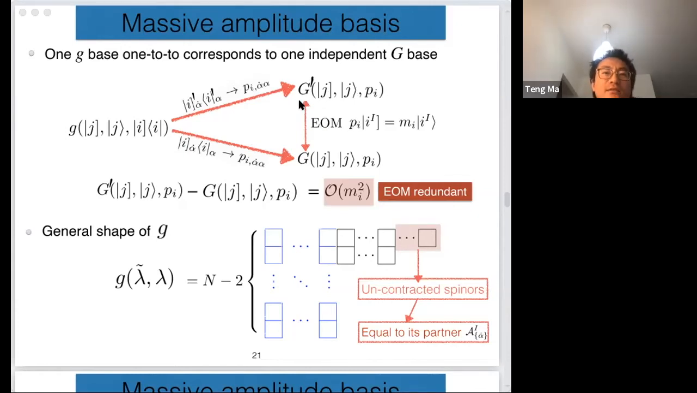This is because if two massive G bases have the same massless limit, the difference between these two G must be proportional to a mass factor. However, the mass factor only comes from the equation of motion. So it means that these two massive G bases are related by the equation of motion. It also means that only one massive G basis is independent. The other massive G bases with the same massless limit are redundant. So the completeness of the massless g basis can guarantee the completeness of the massive G basis.